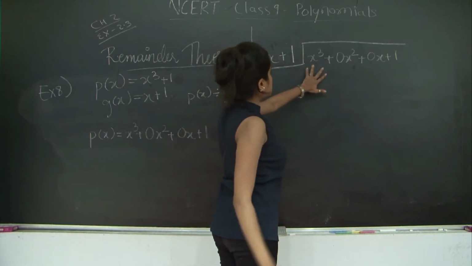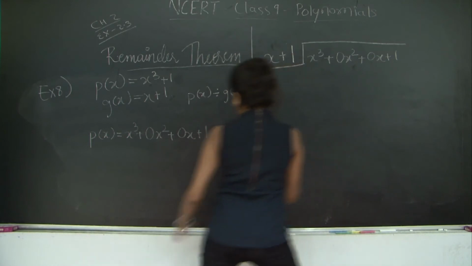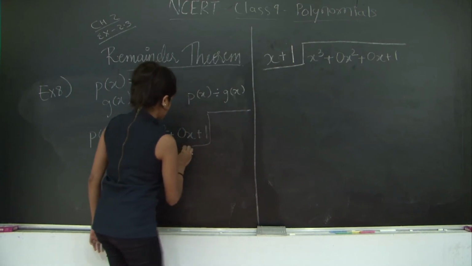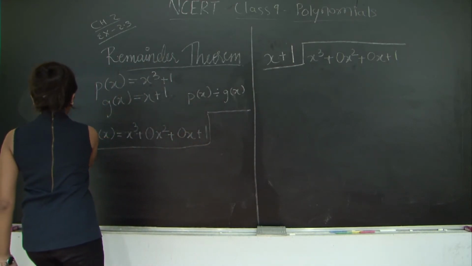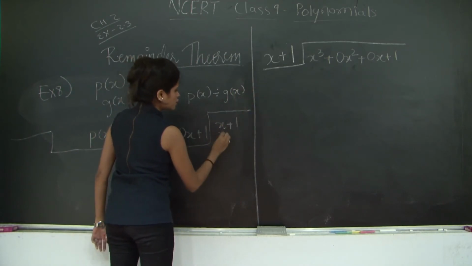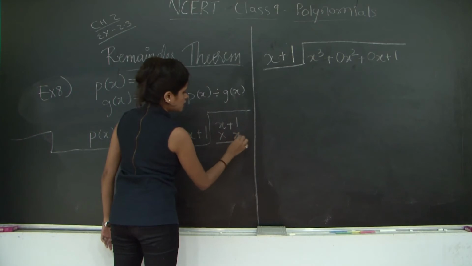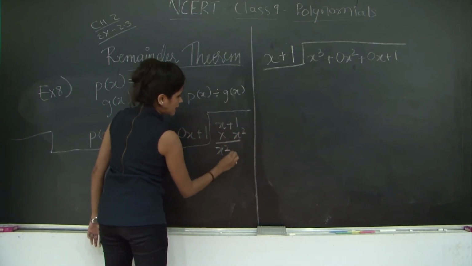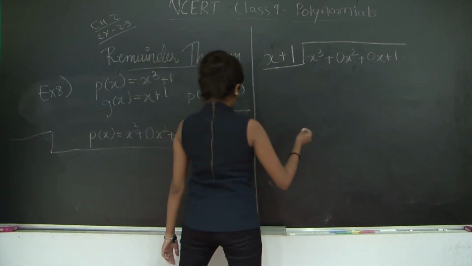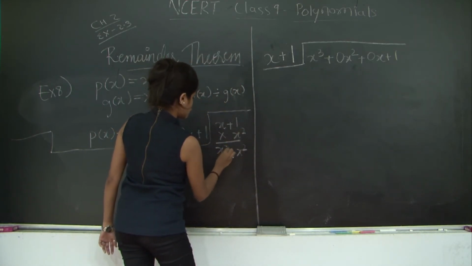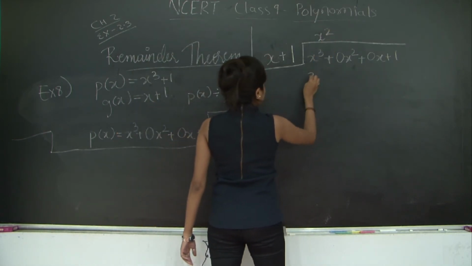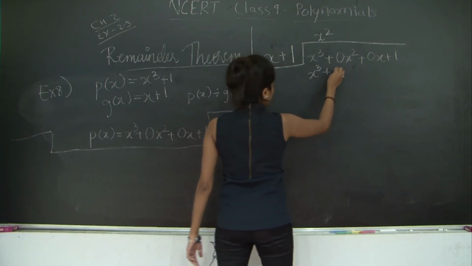So x plus 1 into what is going to give me x cube? Let me do the calculation here. x plus 1 into what is going to give me x cube? x square. So x square into 1 is going to give me x square. Sorry, this was x cube. x square gives me x cube plus x square.